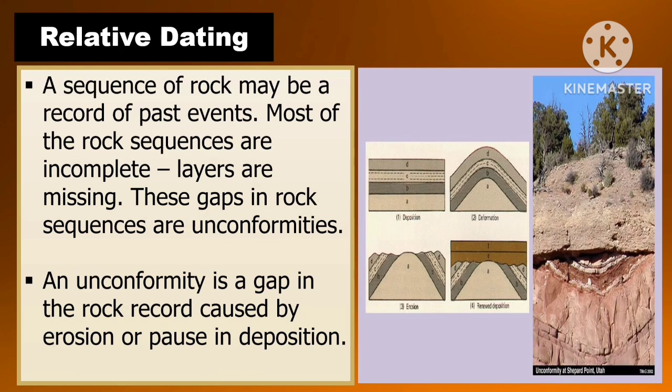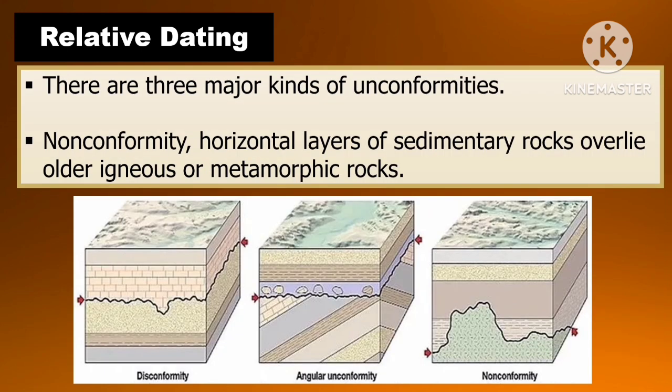A sequence of rock may be a record of past events. Most of the rock sequences are incomplete. Layers are missing. These gaps in rock sequences are unconformities. An unconformity is a gap in the rock record caused by erosion or a pause in deposition. There are 3 major kinds of unconformities.